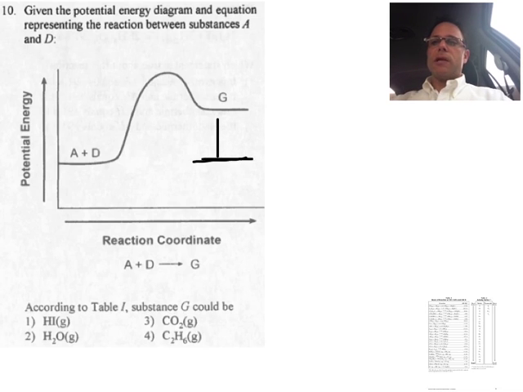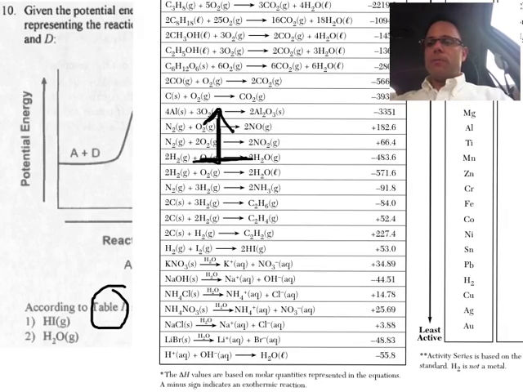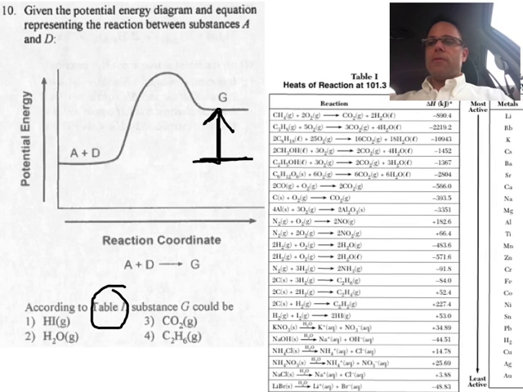So substance A and D was at this line. It climbed up to G. It increased in energy. And substances that absorb energy are known as endothermic. So we're going to look at Table I and try to discover which substance is endothermic. Here is Table I for you, and there's a hint down here. It says a minus sign indicates an exothermic reaction. So we're not looking for a minus sign. We are looking for a plus sign when it comes to change in energy, delta H.